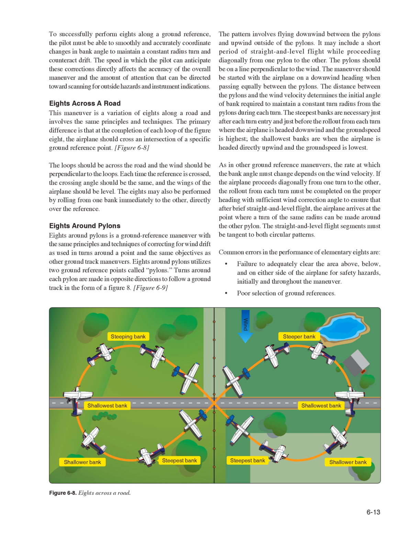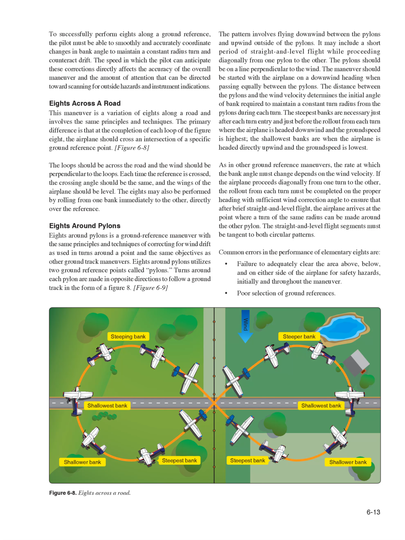The steepest banks are necessary just after each turn entry and just before the rollout from each turn, where the airplane is headed downwind and the ground speed is highest. The shallowest banks are when the airplane is headed directly upwind and the ground speed is lowest. As in other ground reference maneuvers, the rate at which the bank angle must change depends on the wind velocity.